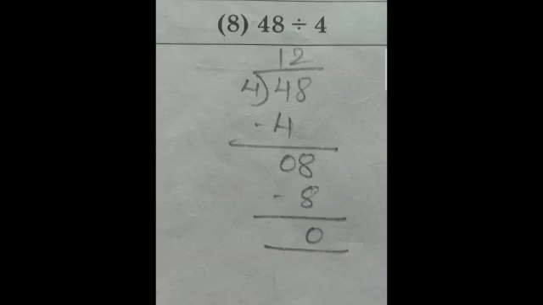Now, is 8 coming in 4's table? Yes, it is 4 2s are 8. So we will take it as 4 2s are 8. Now 8 minus 8 is 0. So the answer is over. Is that clear? So students, in this, your dividend is 48, divisor is 4, quotient is 12 and remainder is 0.